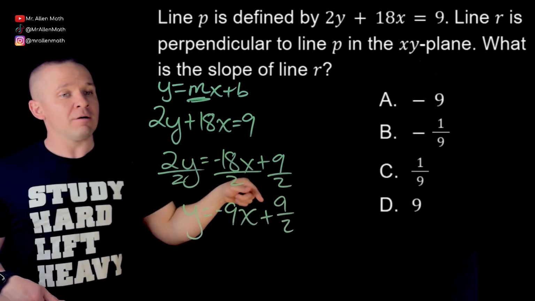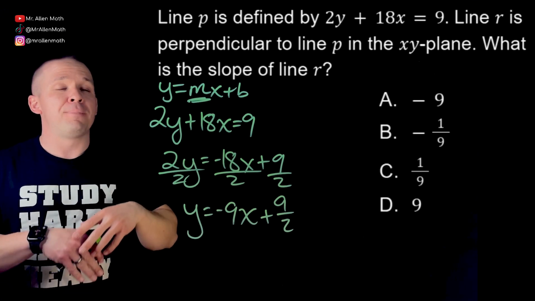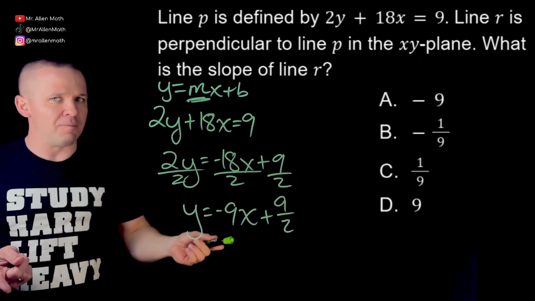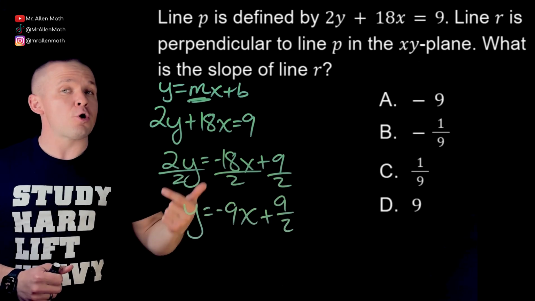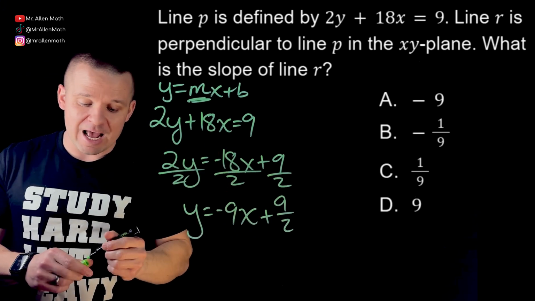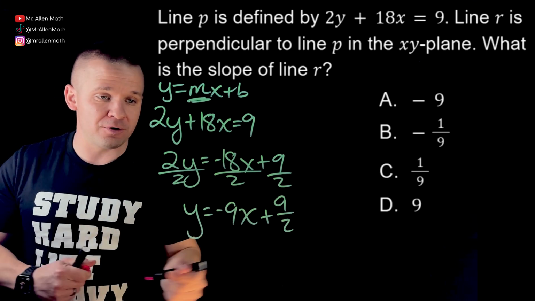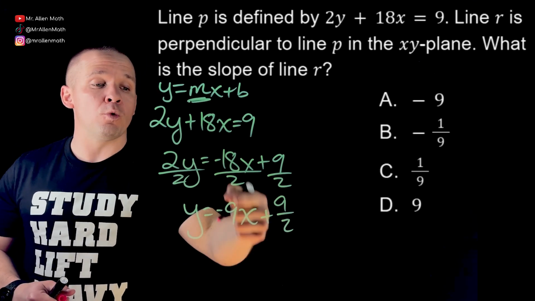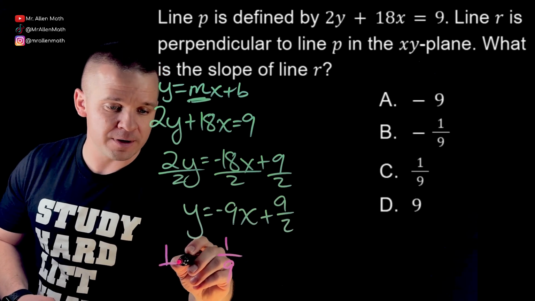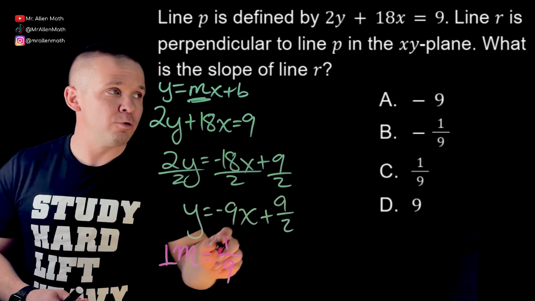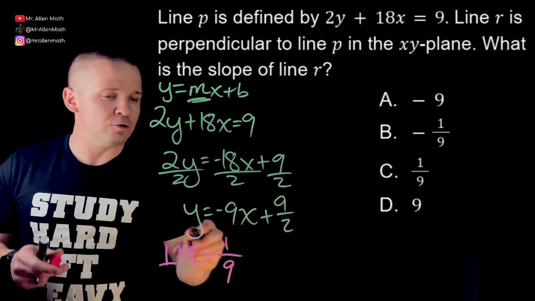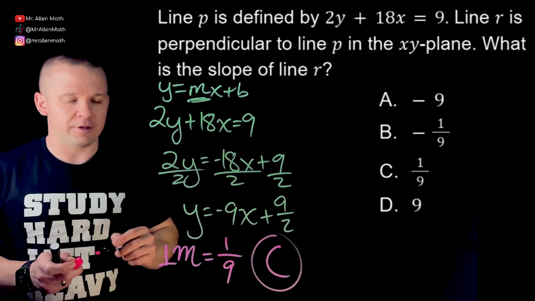Now, if it said they were parallel, negative 9 is my answer. But it's asking for perpendicular. Do we remember how to get our perpendicular slope? It is the opposite reciprocal. So the opposite sign, which means it's positive, and the reciprocal. So instead of 9, it's going to be 1 over 9. So positive 1 over 9 for my perpendicular slope, which is the slope of line R. And we have choice, what do we got there? Ooh, choice C. Lovely.